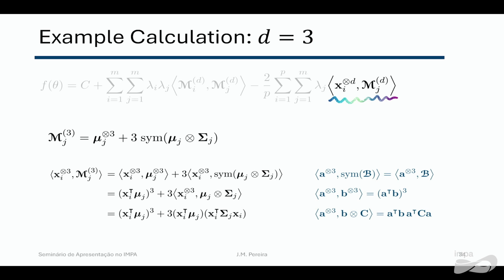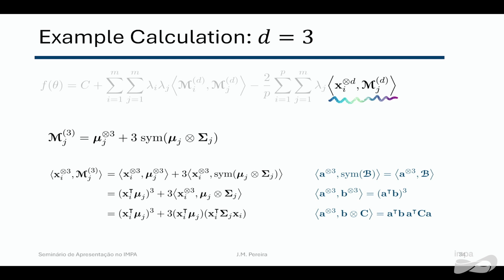The good thing about this is that for a fixed xi and a fixed mu j, the only things I need to calculate, and this is true for d equals 3 but also for higher order d, are the inner product between xi and mu j, and this inner product between xi and sigma j, which is written in this way: xi transpose times sigma j times xi.